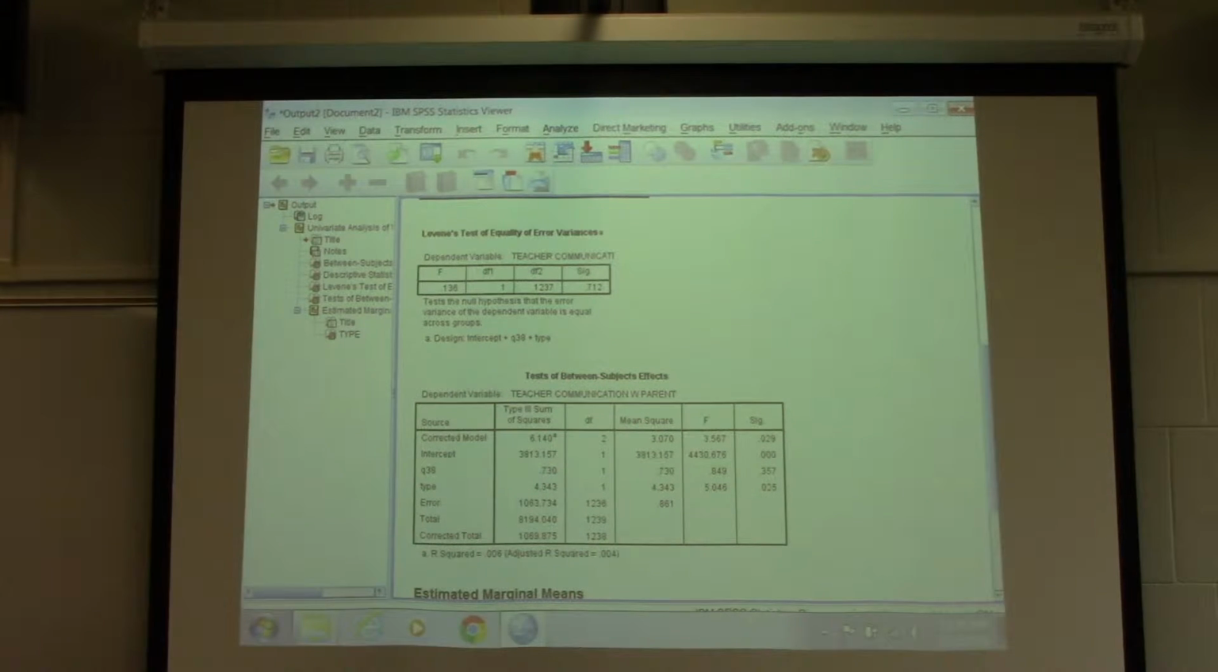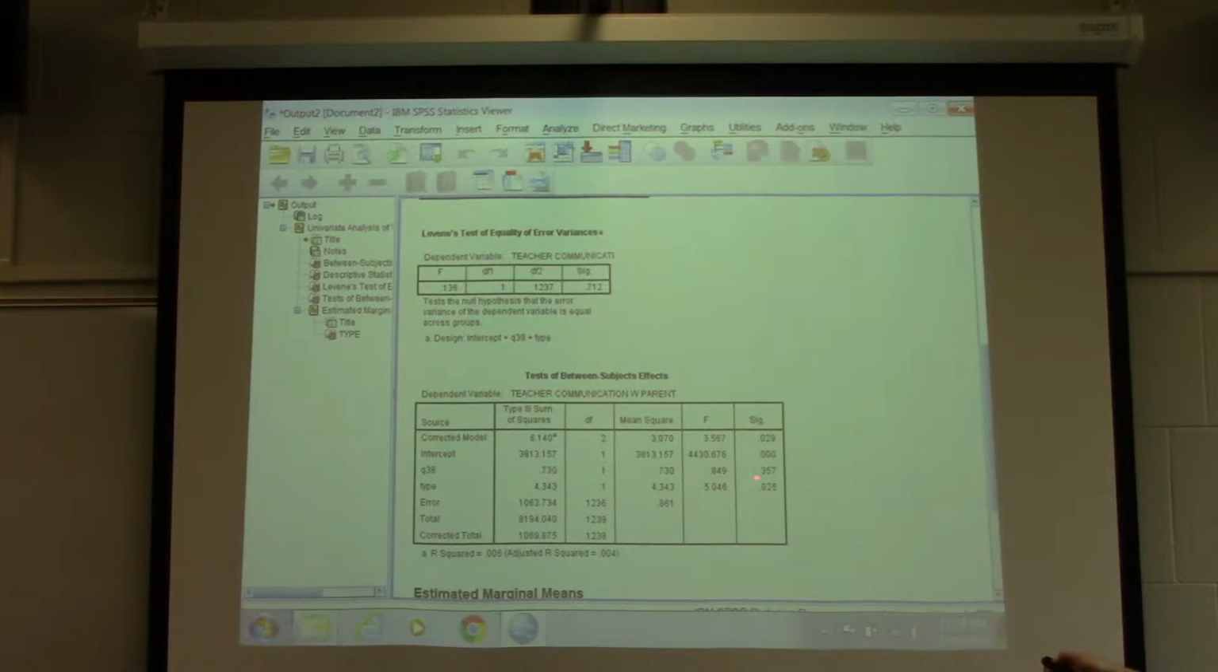This is like the overall test. There are two key numbers in this. Only two numbers that you need to focus on are the first covariate, which is Q38. That's just the label for parent income. I scroll over and I look at the significance, and it's not less than 0.05. So it is not a significant covariate. I didn't really need to control for it, but in your written descriptions you would say parent income is not a significant covariate. Type, remember, is non-magnet parents and magnet parents.